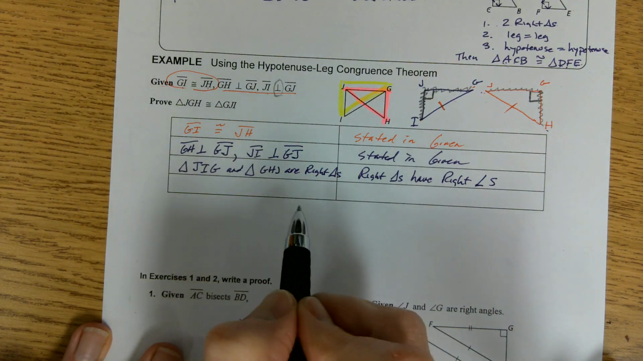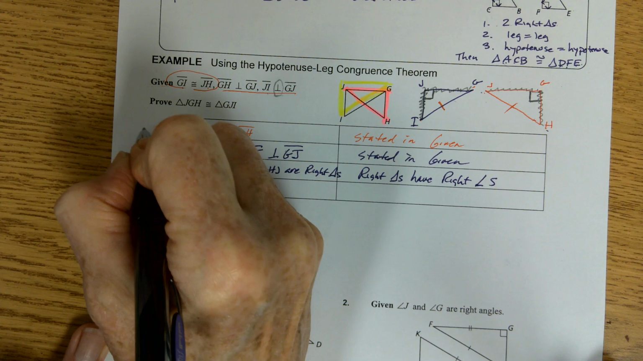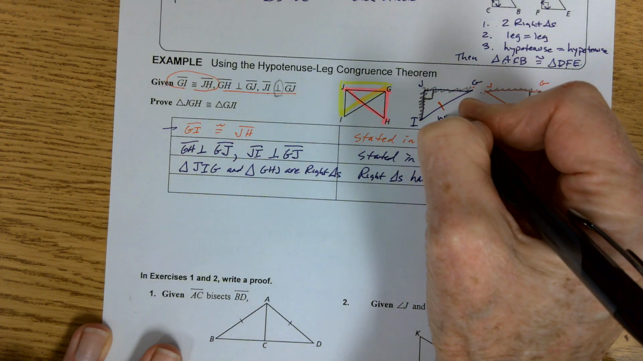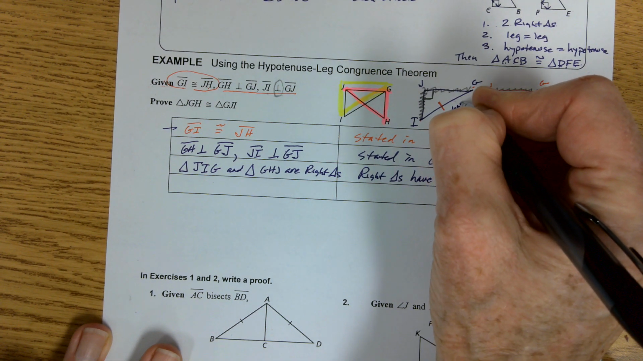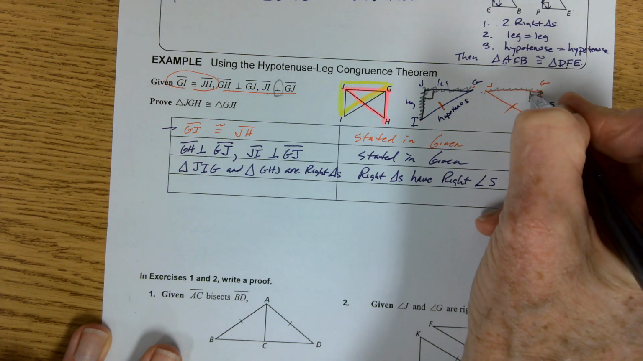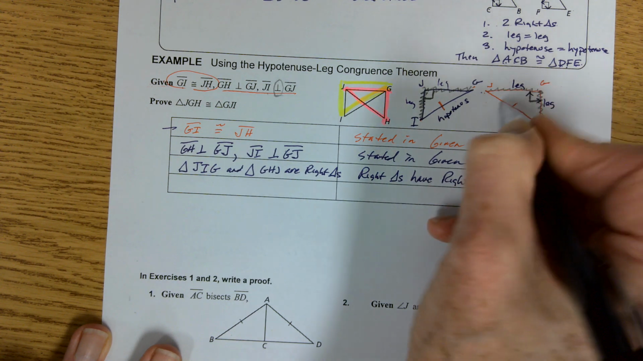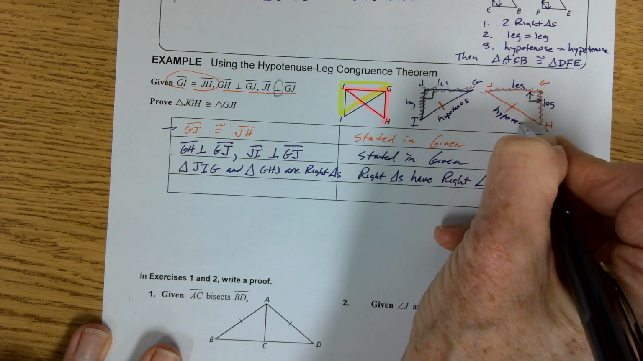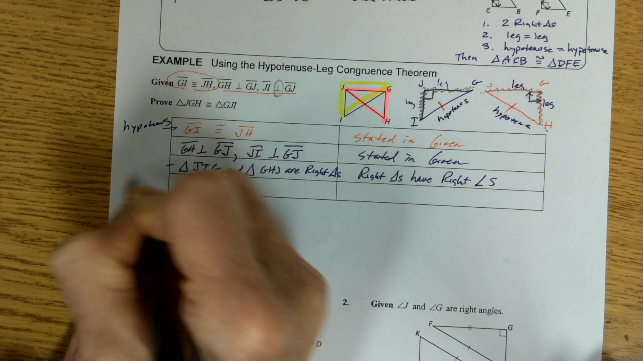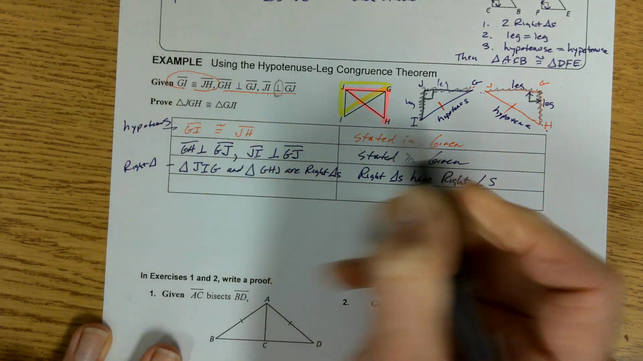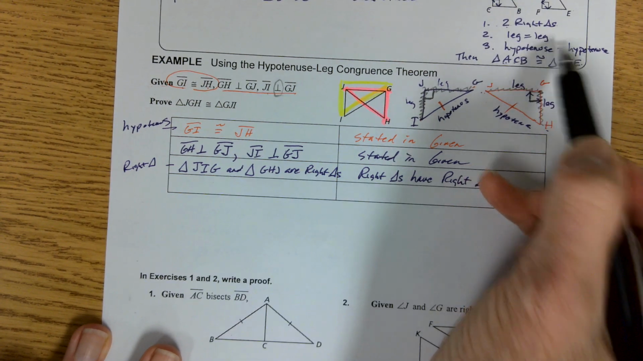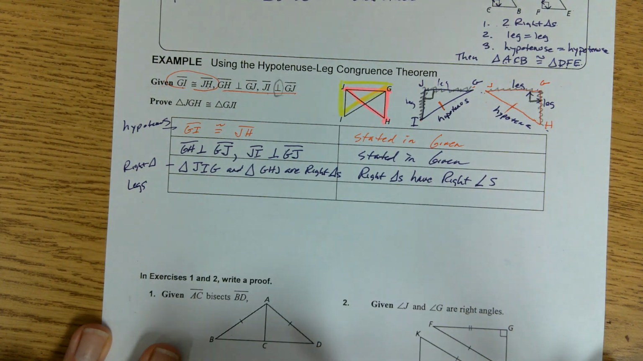Now, here's the hard part. All I have is one pair. I've got GI, right? This is my hypotenuse right here. Okay, because these are my legs. Leg, leg, leg. The box always points to the legs. This is my hypotenuse. So all I have right now is one pair of hypotenuse congruent. I know that I have right triangles. So I look at my list. I've got right triangles, I've got hypotenuse, so I got to show a pair of legs are congruent. So I've got to show that two legs are congruent.